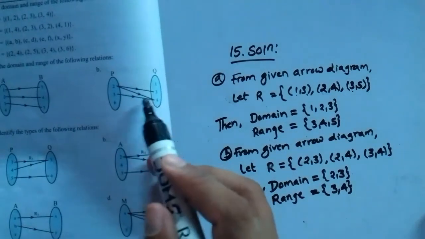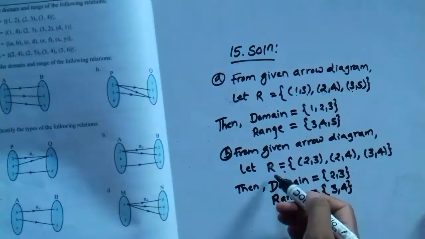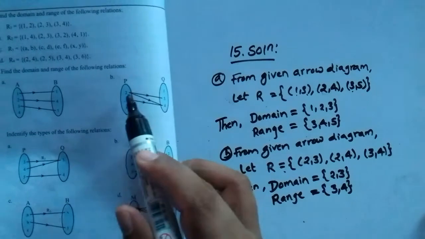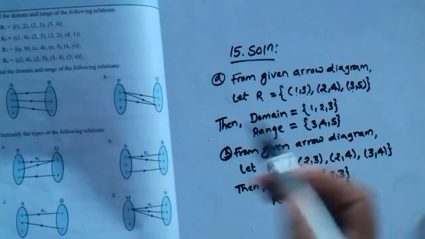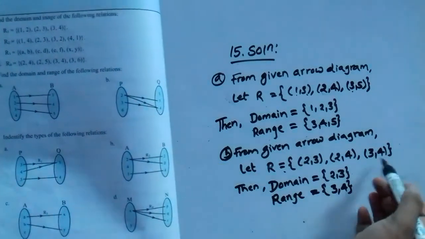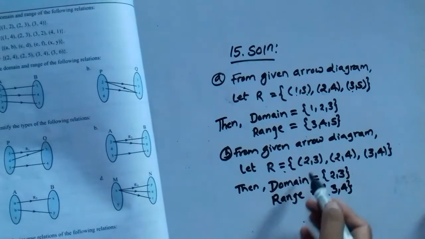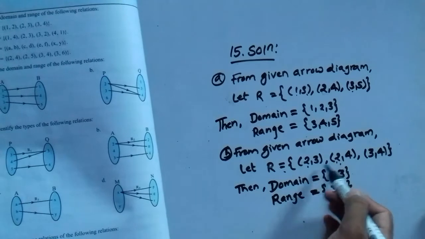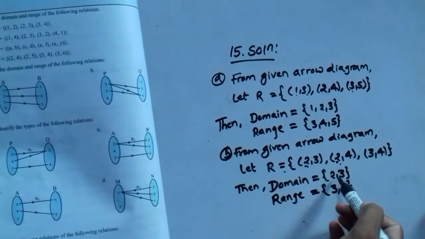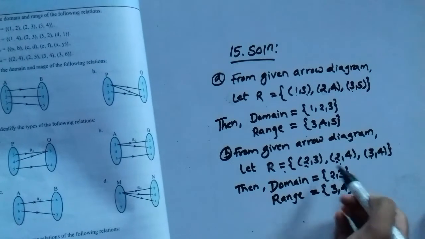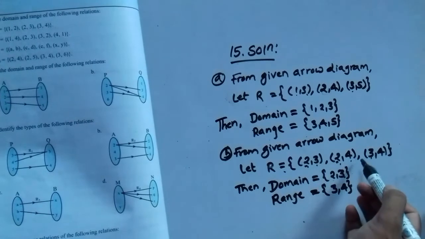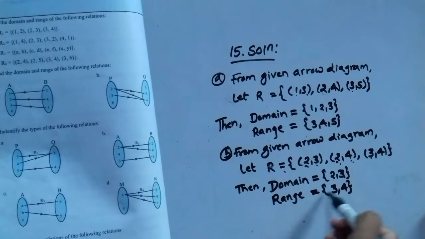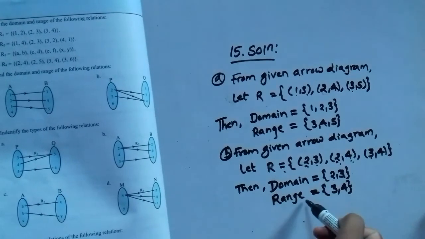Similarly for this arrow diagram also, R equals, we can write 2, 3, 2, 4 and 3, 4. And from this we can write domain equals 2, 3, because this 2 and 2 is repeated, so we write only one time, and 3, and here 3, 4, this 4 is repeated, so we write only one time. In this way we can write domain and range.